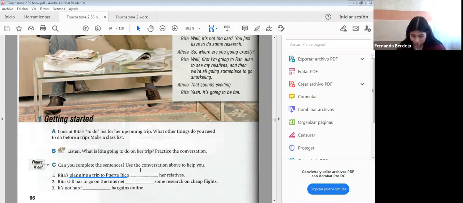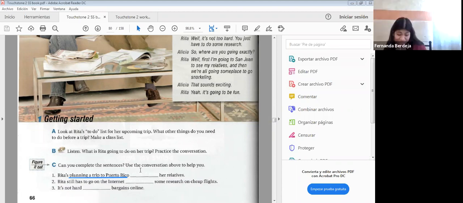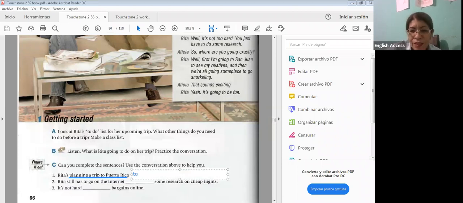Rita's planning a trip to Puerto Rico with help her relatives. To see. Yes, to see. To see her relatives. Okay, and Diana, number two.